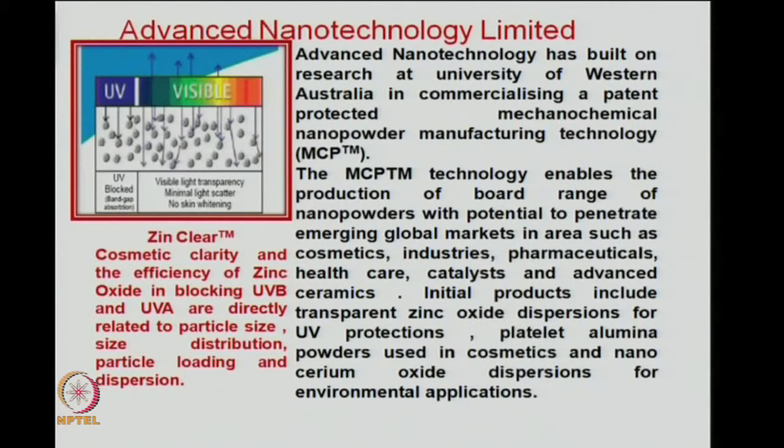This is another company which makes nano powders. They make a lot of nano powders like TiO2, zinc oxide or cerium oxide for several products for healthcare, for catalysts and for environmental applications. And one application is shown here, which is the UV blocker. So, the UV radiation is blocked, whereas the visible light, these particles are transparent and it will allow visible light to pass through with very less scattering of the light. So, these kind of nanomaterials are already being commercially sold in the market.